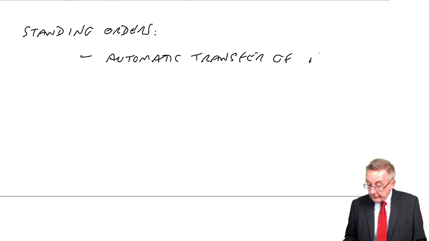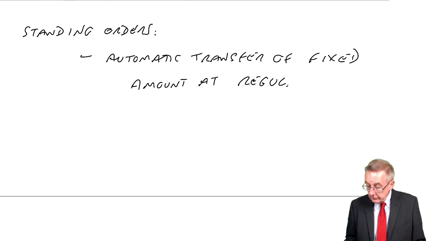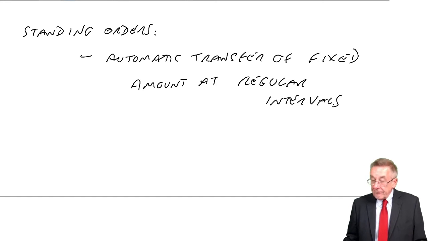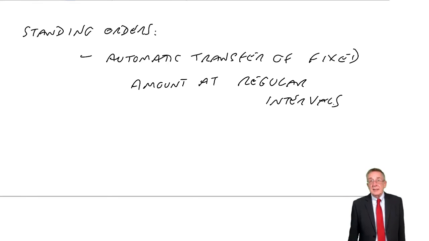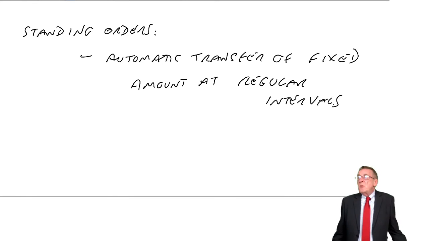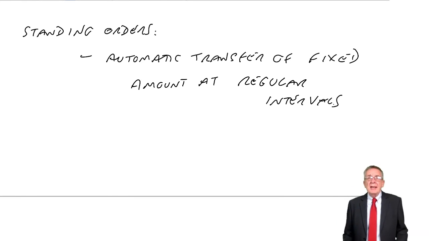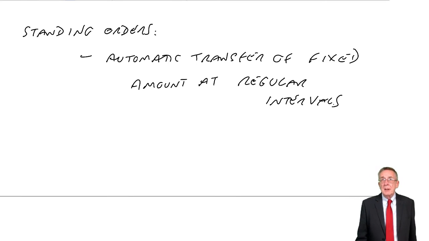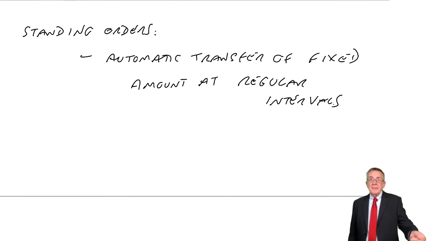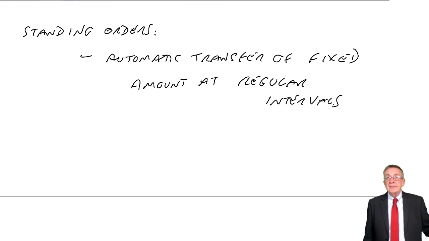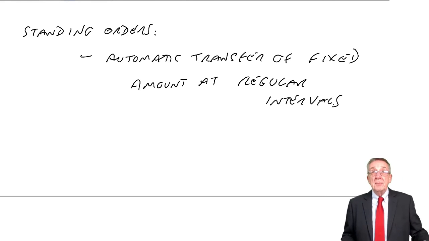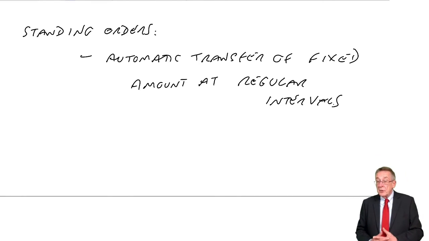Of a fixed amount, at regular intervals. So 100 every month for rent. Or maybe I have to pay insurance and I pay 500 every 3 months. So again, tell the bank, automatically 500, last day of every 3rd month. Standing order.